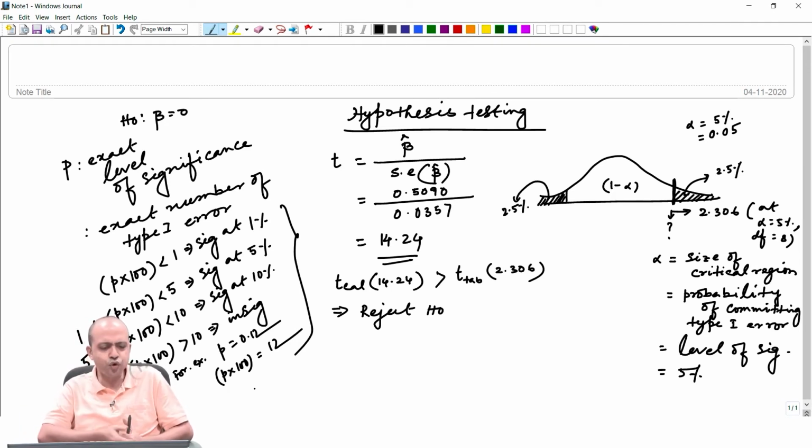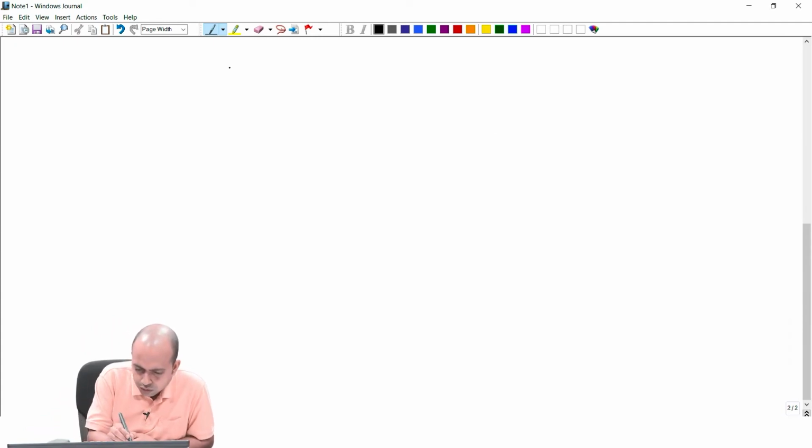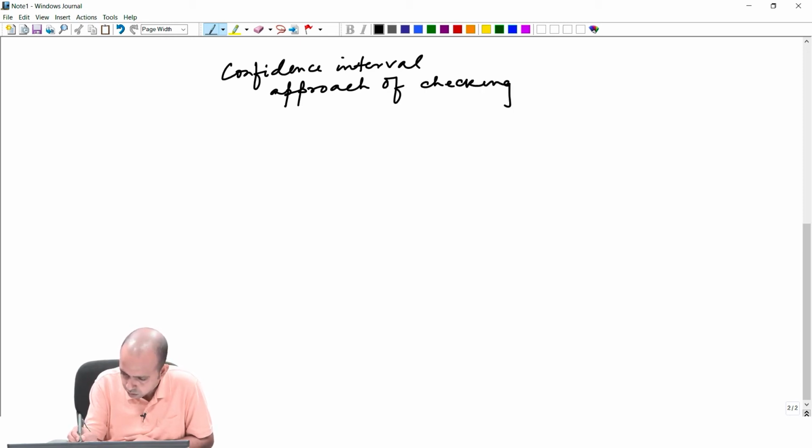But there is an alternative way of checking the significance of the variable, that is called the interval approach, confidence interval approach. Okay? Confidence interval approach of checking the significance.